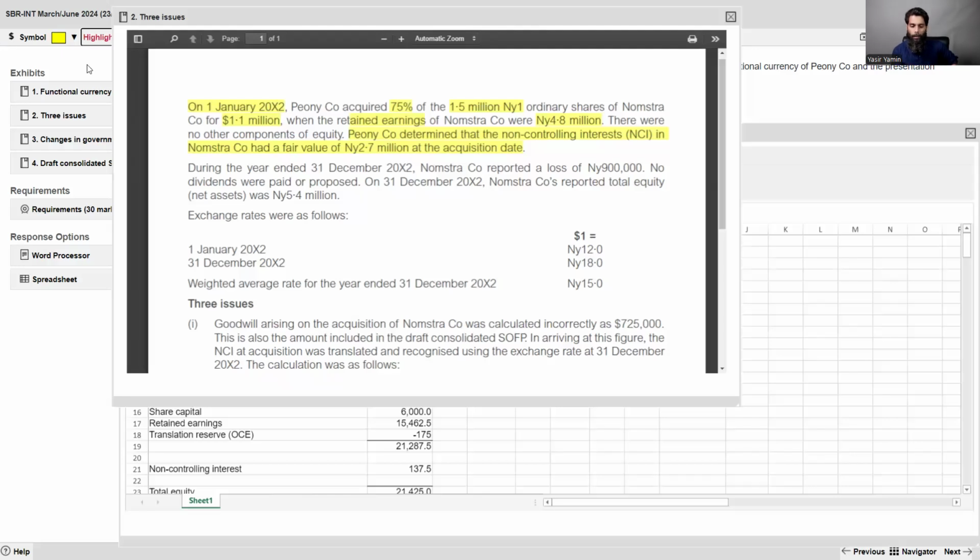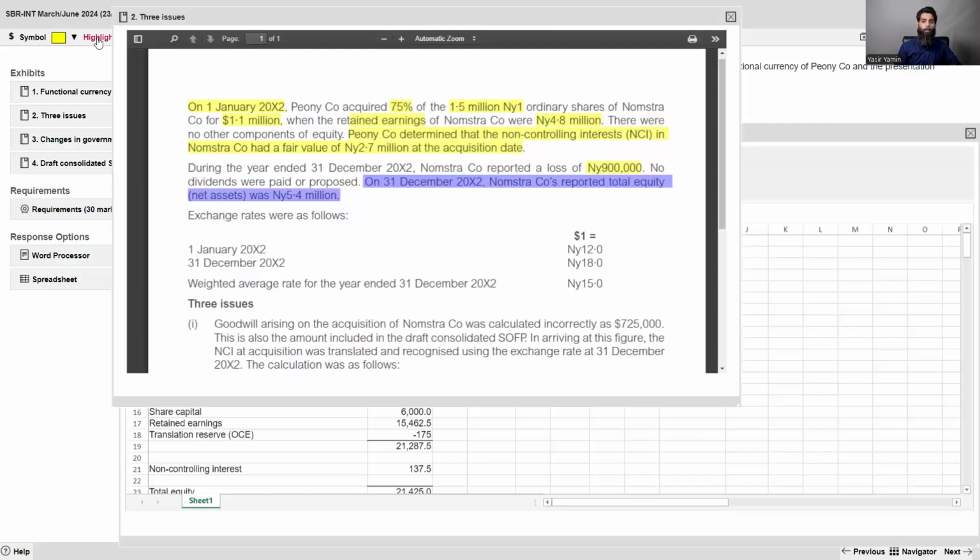Then they say that during the year ended 31st December 20X2, which is the first year, Nomstra company reported a loss of 900,000 NI. So they have reported a loss this year. We acquire them, they make a loss. They say that no dividends were paid or proposed. Very good. On 31st December 20X2, Nomstra company's total equity was 5.4 million.